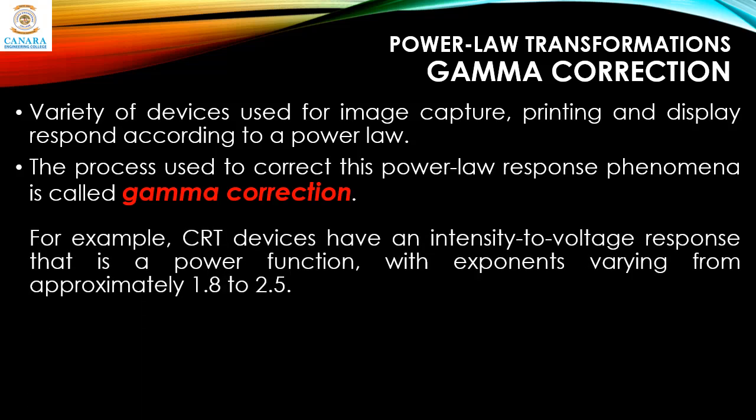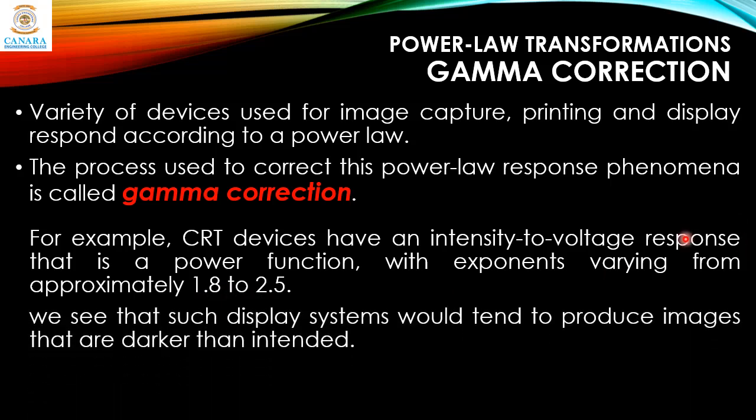If you consider the example of a CRT device, they have an intensity to voltage response which is a power law function with exponents varying from approximately 1.8 to 2.5. If you recall from the previous slide, when you have a value of gamma more than 1, like here 1.8 to 2.5, the images will become darker. And with CRT devices, the display would tend to produce images that are darker than intended.